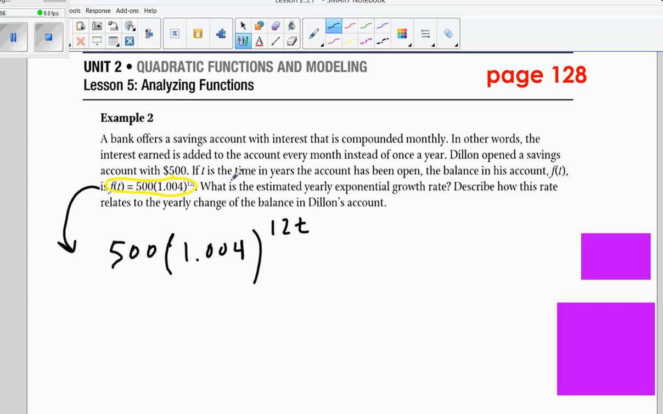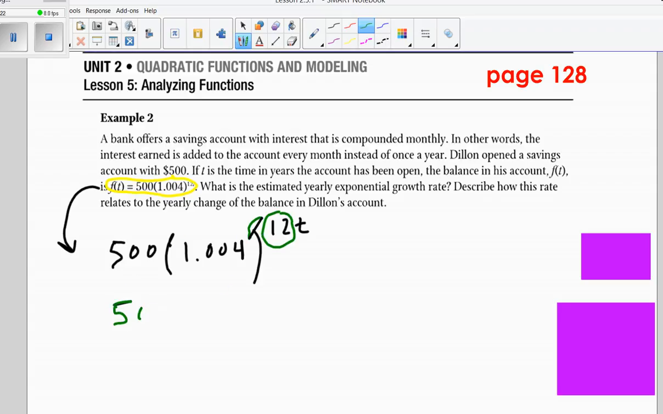Now, there's a couple questions. It says, what's the estimated yearly exponential growth rate, and describe how this rate relates to the yearly change in the balance of Dylan's account. So first off, you cannot say it's a growth. We know it's a growth, but we don't know how great it is because notice our exponent here is raised to the 12t, not to the t. So we have to actually distribute and put this 12 inside of our b value.